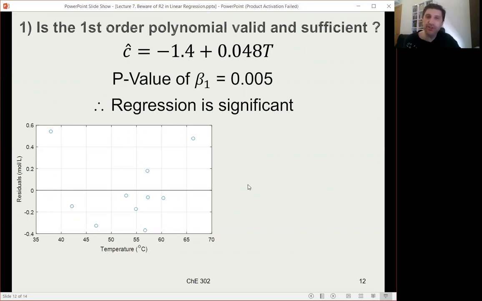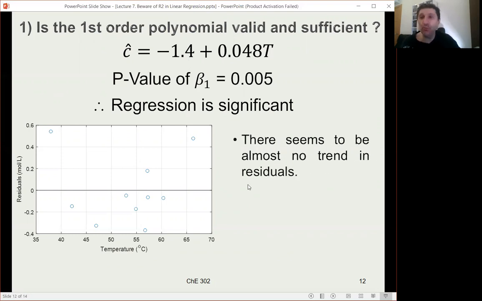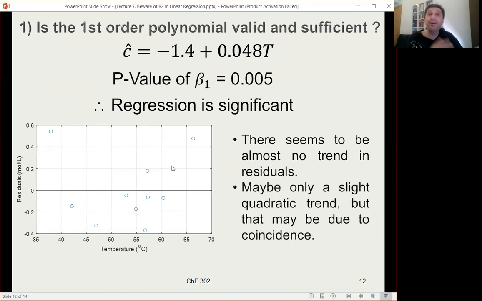So I draw the residuals. There seems to be almost no trend in residuals, but if you try a little bit hard, you may see a trend like a quadratic one here. Though it's not as pronounced as the previous one, it still seems to be a quadratic trend. Now, for this case, it is totally a coincidence. How do I know that it's a coincidence? Because I have produced this data using a first order model. So how is it possible that, due to coincidence, we may have a quadratic trend like this?